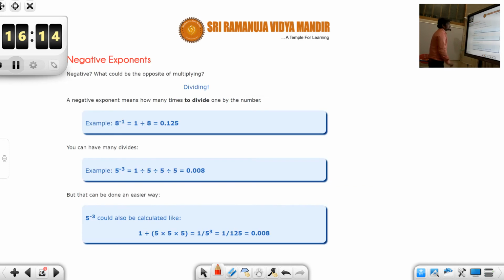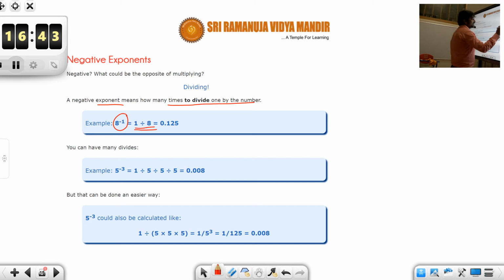Let's look at the next slide. So, negative exponents. What could be the opposite of multiplying? It is dividing, right? A negative exponent means how many times to divide 1 by the number. For example, 8 power minus 1 is equivalent to 1 divided by 8.